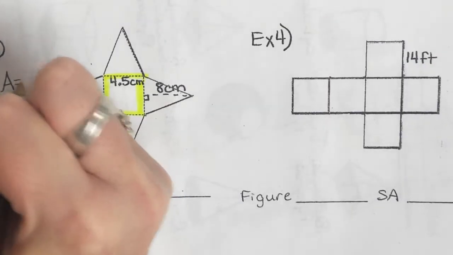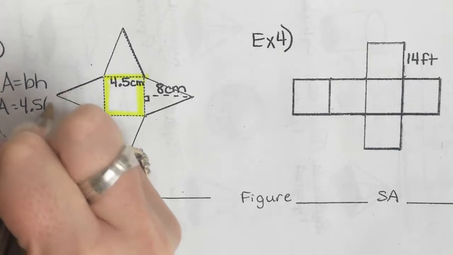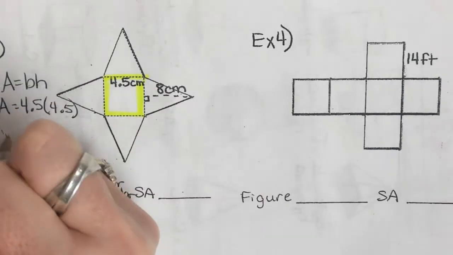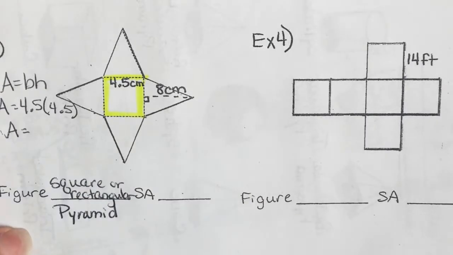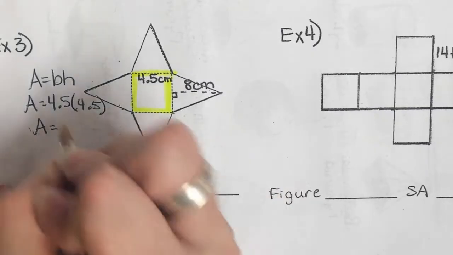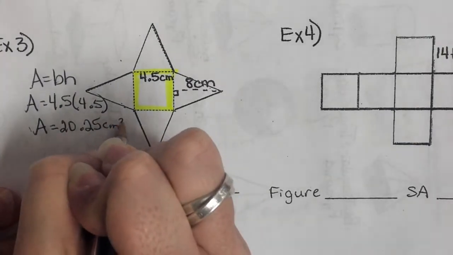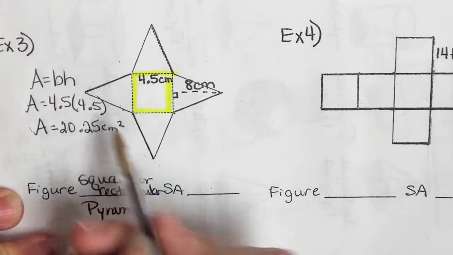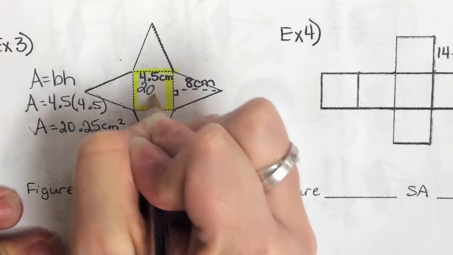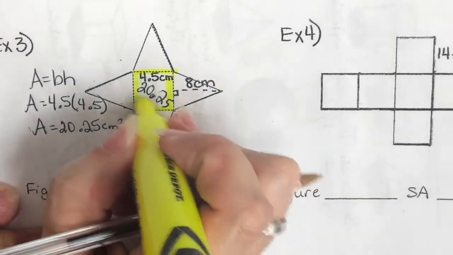So, looking at the middle one here we go. A equals base times height. A equals 4.5 times 4.5. I got 20.25. Okay, so taking that number, and I'm thinking, well, that is just the middle, guys. That is just the middle shape.